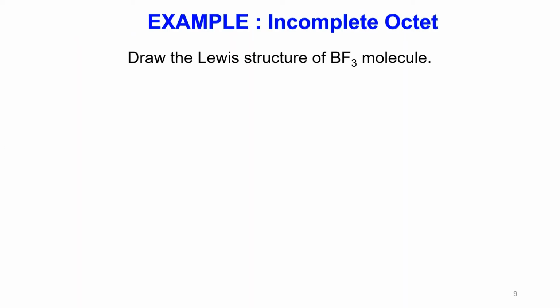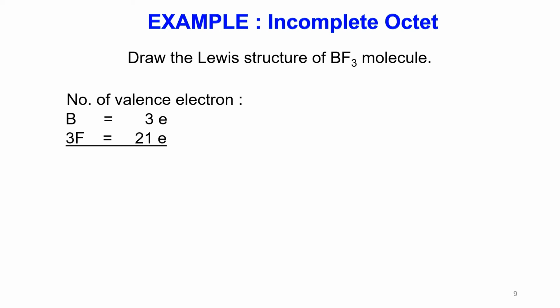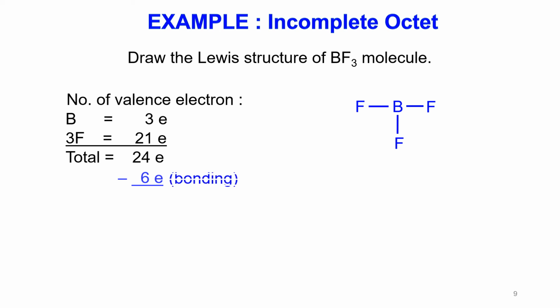Incomplete octet. Draw the Lewis structure of the BF3 molecule. Boron has 3 valence electrons, fluorine 7 times 3, 21. Total is 24. We put boron at the center and fluorine at the terminal. 24 minus 6, because 3 bonds means 6 electrons.